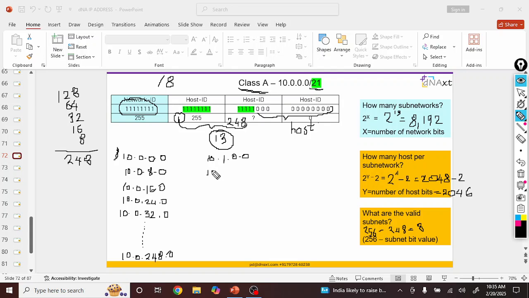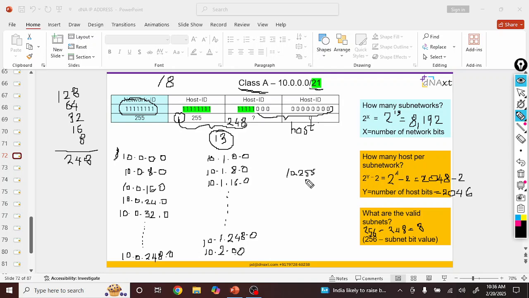So the next IP address that we will write is 10.1.0.0, then 10.1.8.0, 10.1.16.0. This will go till 10.1.248.0. Now again when we reach 248, it's not possible to do an increment of 8 in the third octet, so we'll do an increment of 1 in the second octet. Okay, this will continue till we reach the number 255.